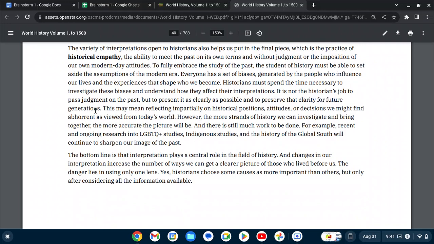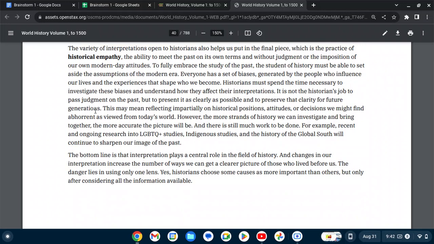Historians must spend the time necessary to investigate these biases and understand how they affect their interpretations. It is not the historian's job to pass judgment on the past, but to present it as clearly as possible and to preserve that clarity for future generations. This may mean reflecting impartially on historical positions, attitudes, or decisions we might find abhorrent as viewed from today's world. However, the more strands of history we can investigate and bring together, the more accurate the picture will be. And there is still much work to be done.